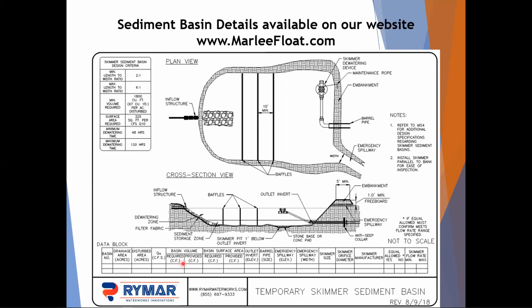Again, for your basin volume, you want to make sure you're using the required volume and not the provided volume when you size the skimmer. For the surface area, you just want to make sure the provided meets the required. Outlet invert, barrel size, spillway elevation and width, etc. And over here we have the skimmer size, the skimmer orifice diameter, and the skimmer manufacturer, so you know what skimmer version you're basing that on. Over here we have "is an equal allowed," yes or no.